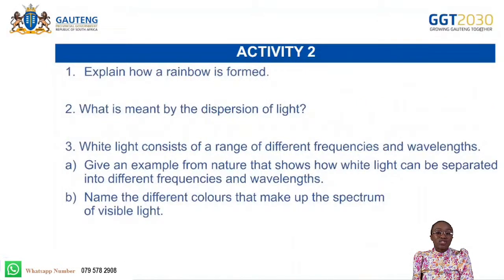Now, which brings us to our second activity. Number 1, explain how a rainbow is formed. Number 2, what is meant by the dispersion of light. Number 3, white light consists of a range of different frequencies and wavelengths. A, give an example from nature that shows how white light can be separated into different frequencies and wavelengths. B, name the different colors that make up the spectrum of visible light. Take 5 minutes to do this activity, and after 5 minutes, we will do the solution together.